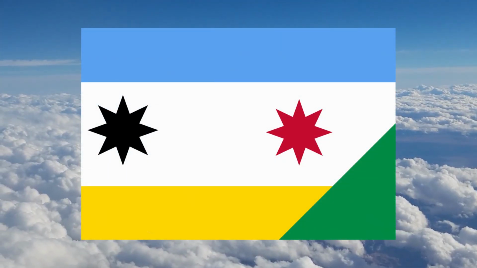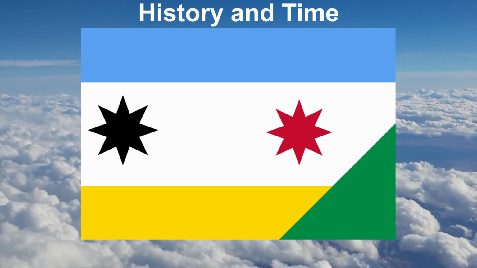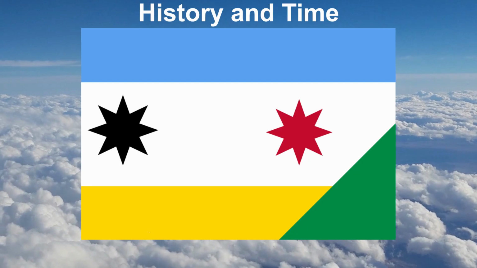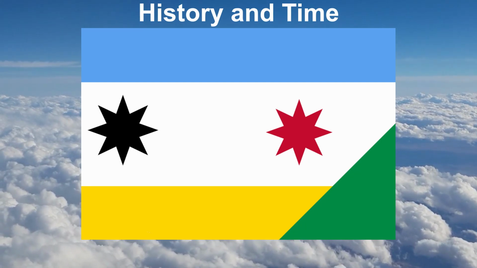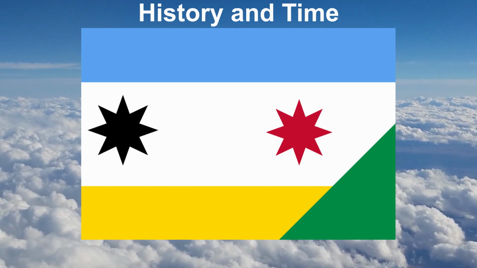Next up is a flag that represents history and time. Yellow represents hope. Blue symbolizes the sky and happiness. White symbolizes peace. Black represents the dark past. Red represents the bright today. And green symbolizes the unfolded future.